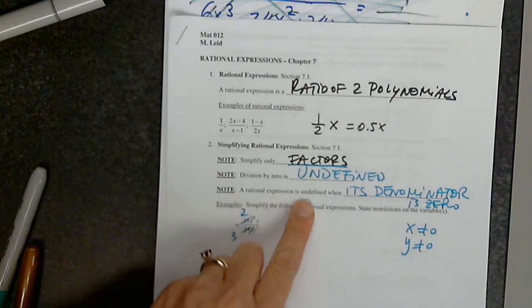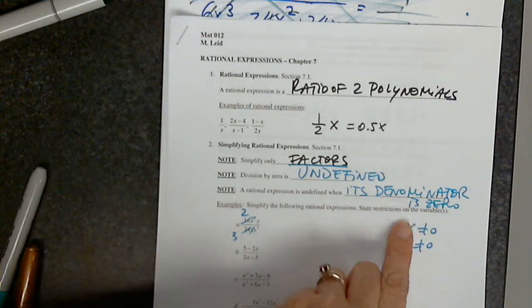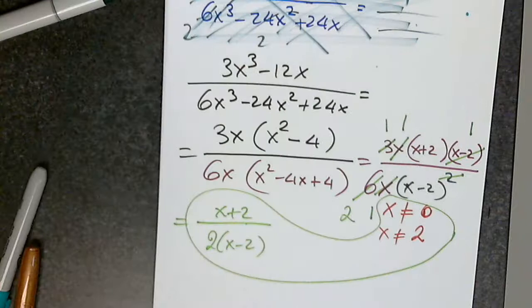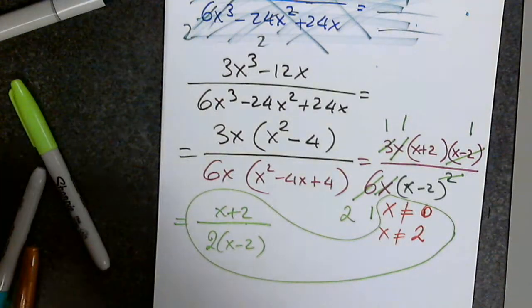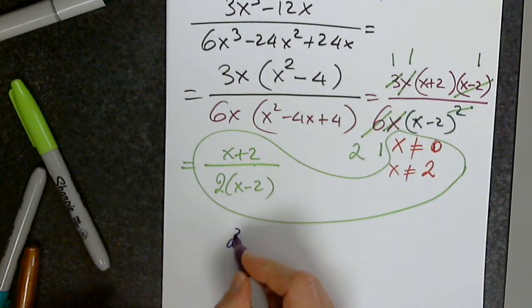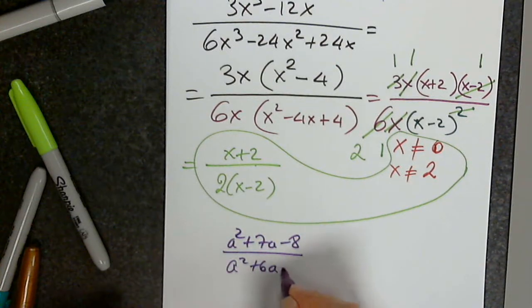A rational expression is undefined when its denominator is 0. The numerator can be anything. We never have to restrict the numerator. The potential problem is the denominator. Is that okay? Good. Now, I would like you to work on a squared plus 7a minus 8 divided by a squared plus 6a minus 7.